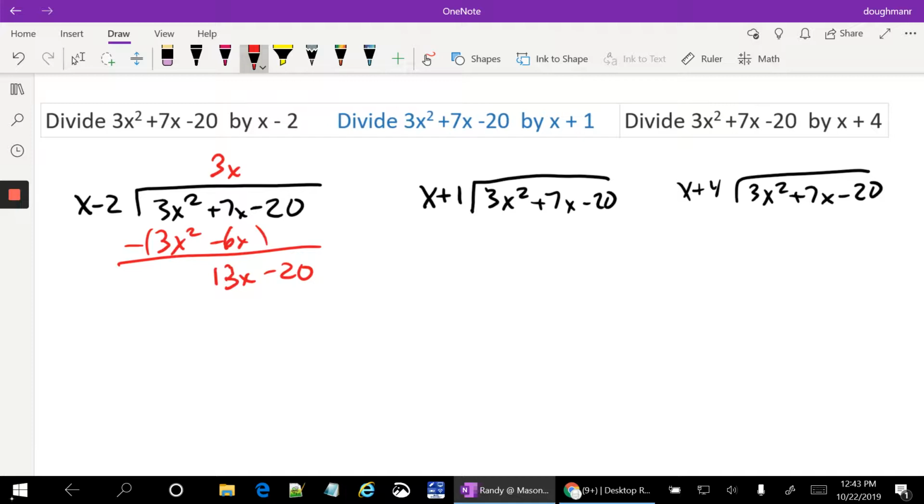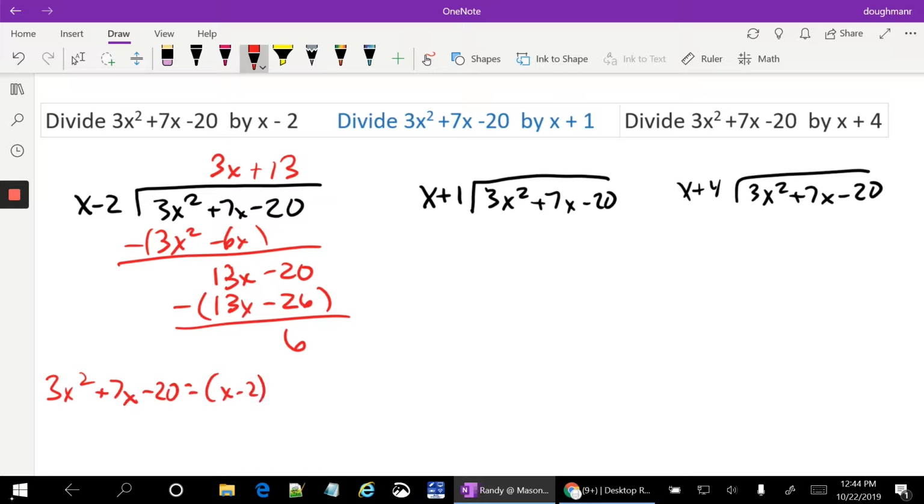And I believe that means I add 13. So that's 13x minus 26, remembering that I'm subtracting. And I believe that's negative 20 plus 26, so a remainder of 6. So in this case, 3x squared plus 7x minus 20 equals x minus 2 times 3x plus 13, plus 6.